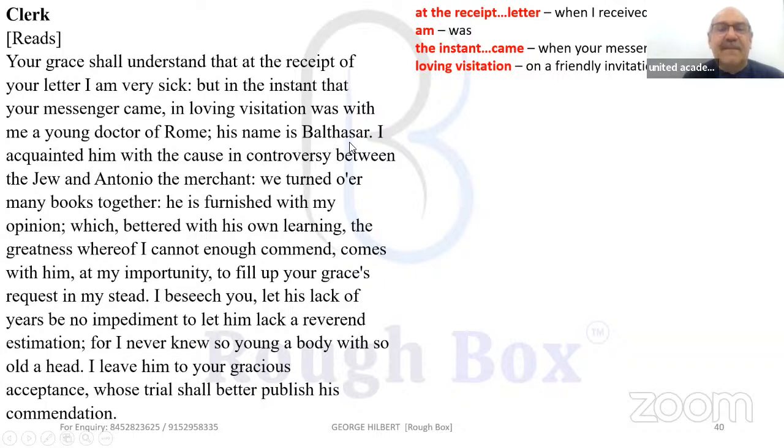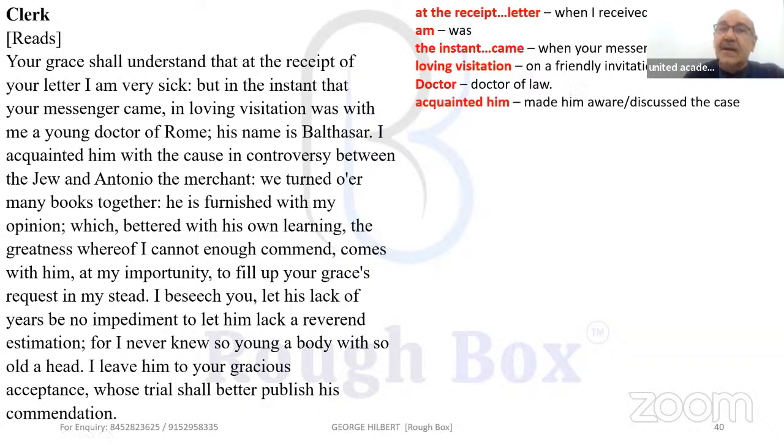His name is Balthazar. I am acquainted with the cause in controversy. I acquainted him with the cause in controversy between the Jew and Antonio the merchant. I have already made him aware of what the case between Antonio and Shylock is all about, the dispute between the two of them. His name is Balthazar.